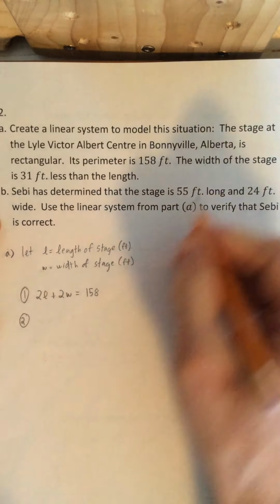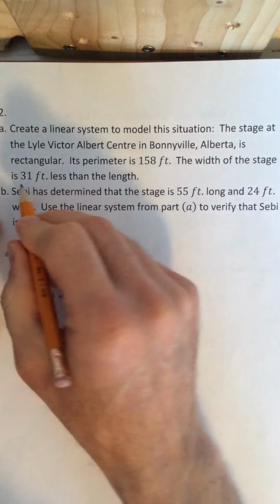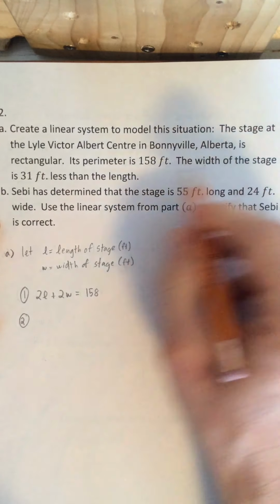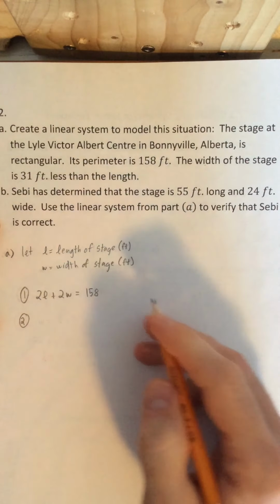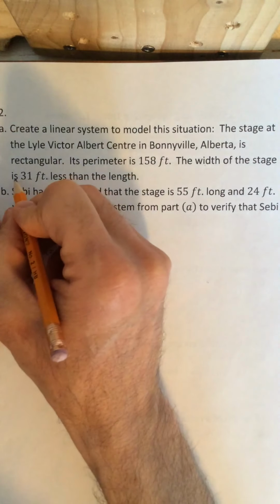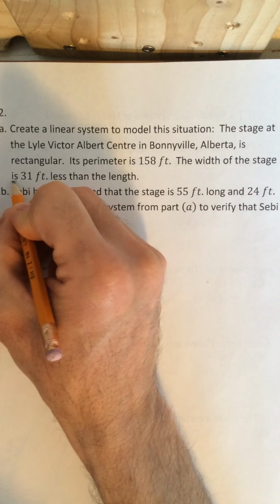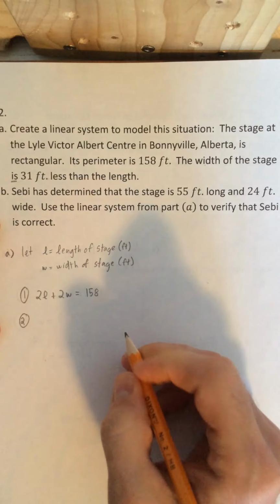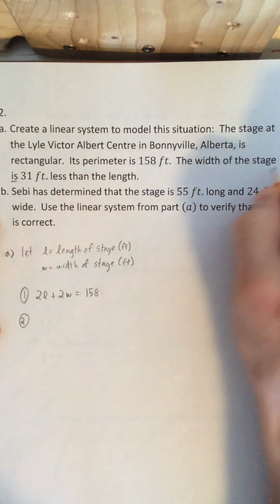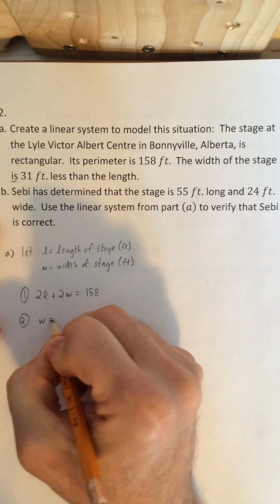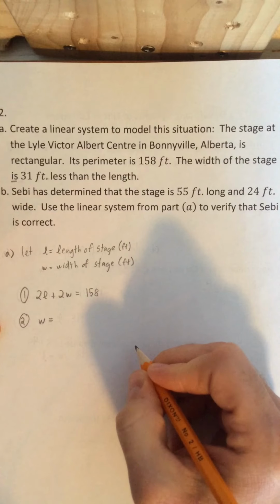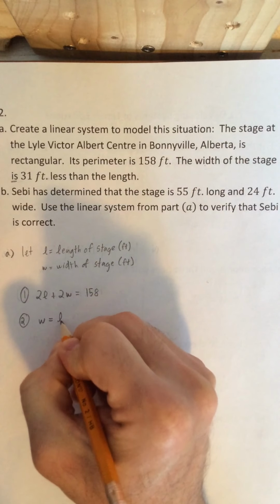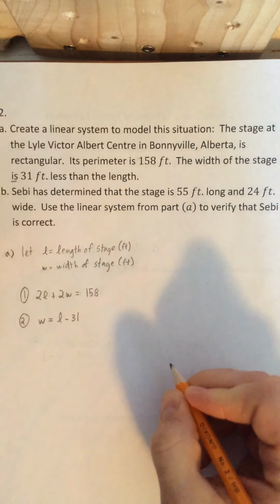For the second equation, let's look at this second sentence with this number in it. The width of the stage is 31 feet less than the length. So again, in a previous lesson I had said this is typically where you would write an equal sign. So the width of the stage, or W, is equal to 31 less than the length. So the length minus 31.